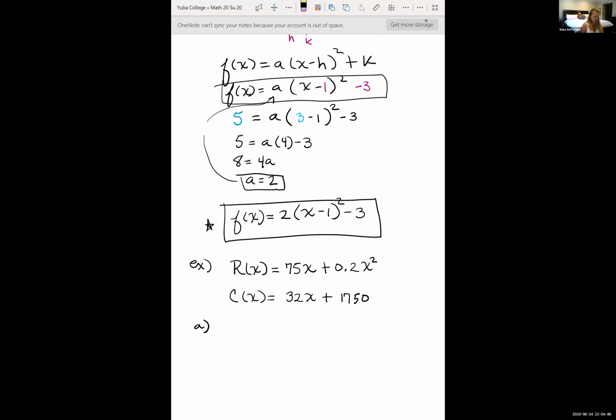So revenue: how many wristwatches must the firm sell to maximize the revenue? What is the maximum revenue? So how many need to be sold to maximize the revenue? And what is the maximum revenue?